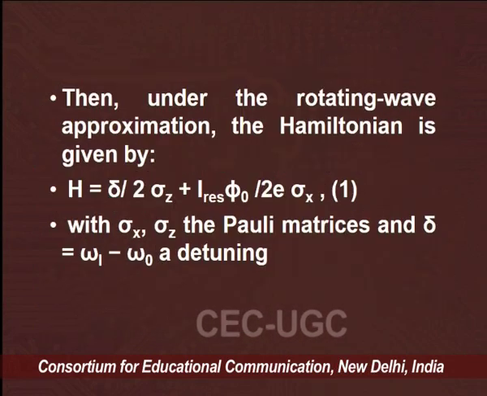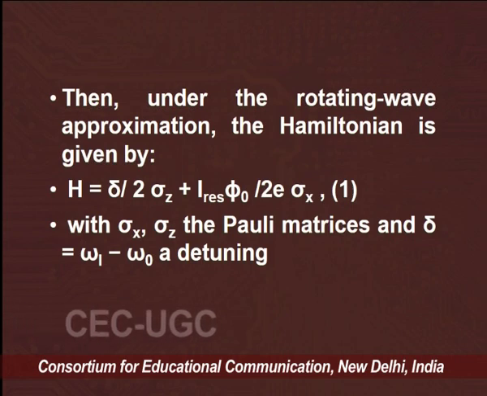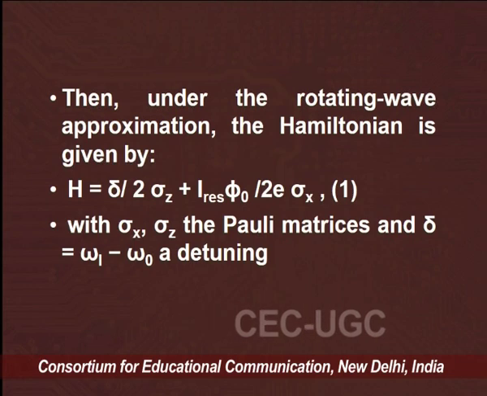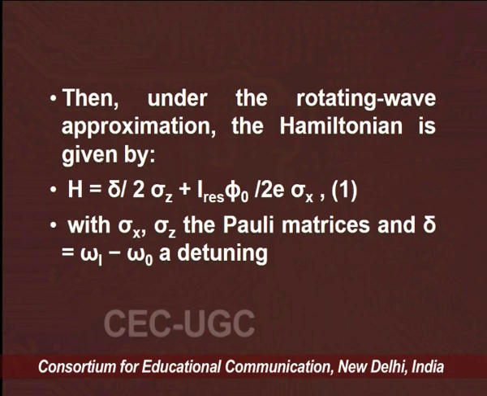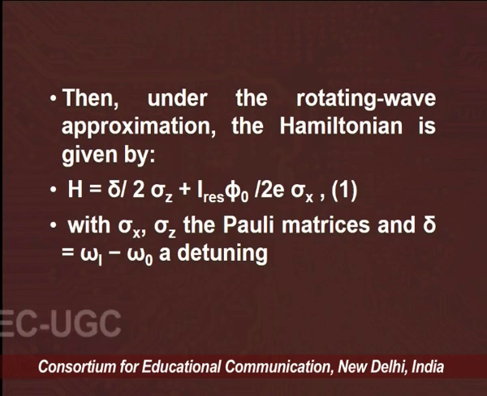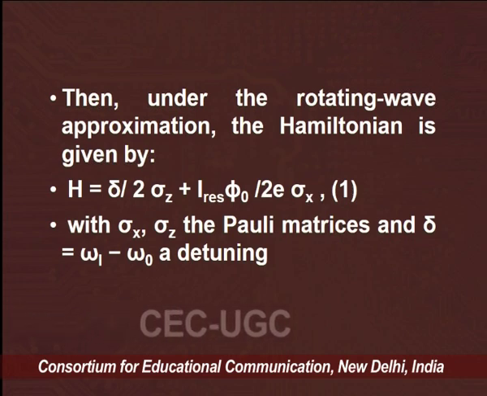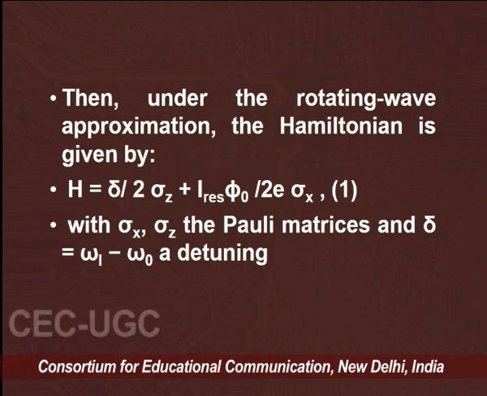Under the rotating wave approximation, the Hamiltonian is given by H = (delta/2) sigma z plus I_res phi 0 divided by 2e times sigma x. Sigma x and sigma z are the Pauli matrices, and delta is the detuning, which is the difference between the frequencies, omega 1 minus omega naught. In this manner we have the rotating wave approximation.